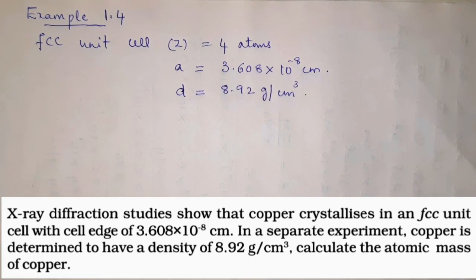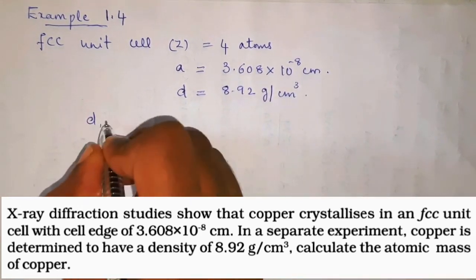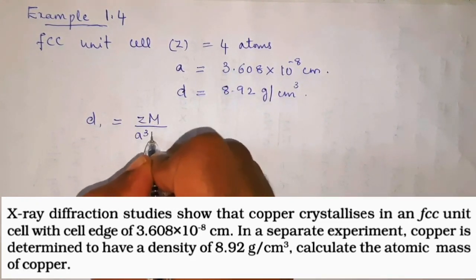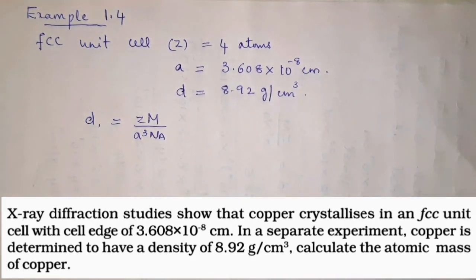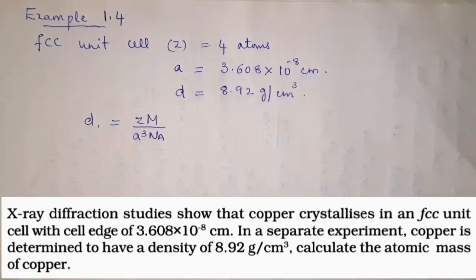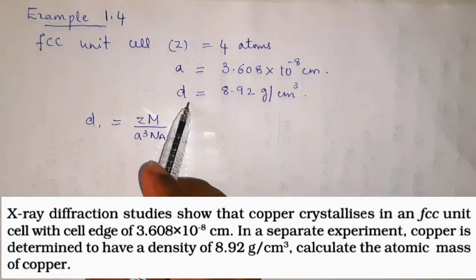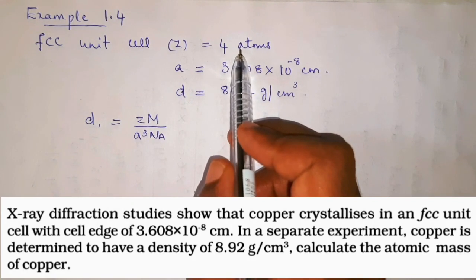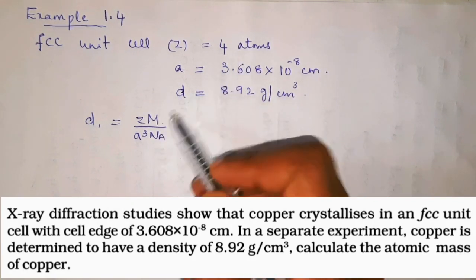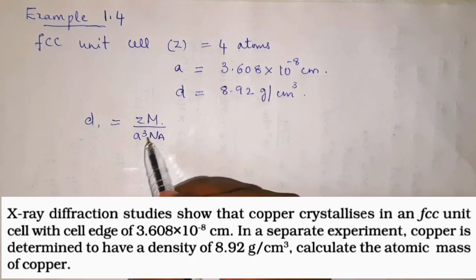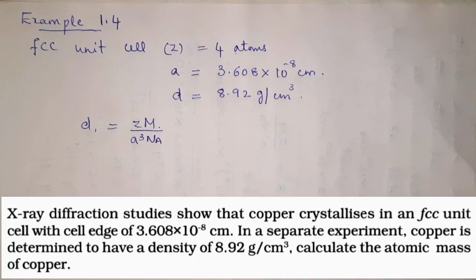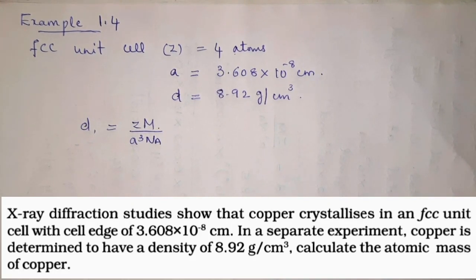First we have to write the formula for density: d = Zm / (a³ Na). Now in this, density is given, and Z, the total number of atoms, 4, is given. The molar mass is not given, and that is what we need to find. They asked us to find the atomic mass of copper.